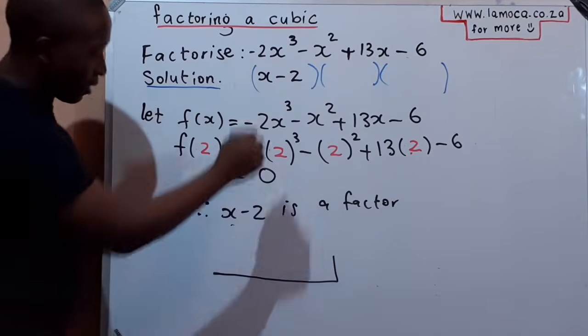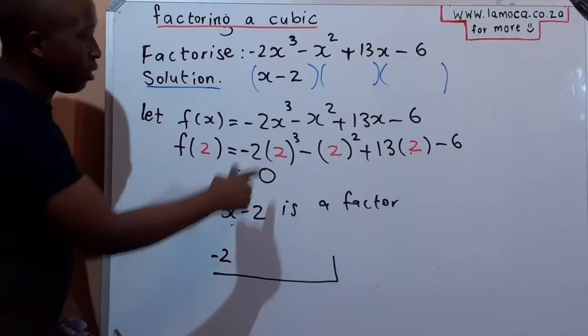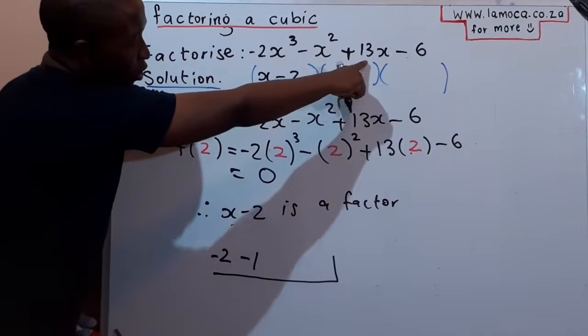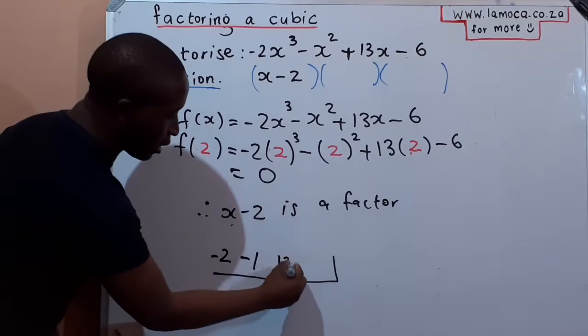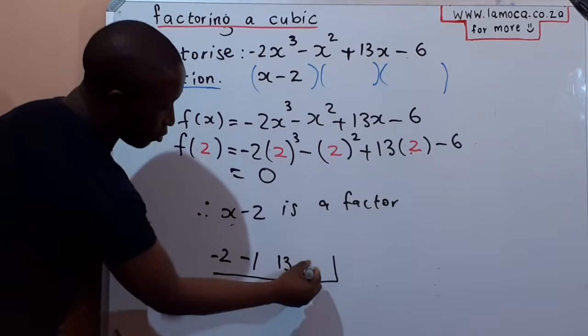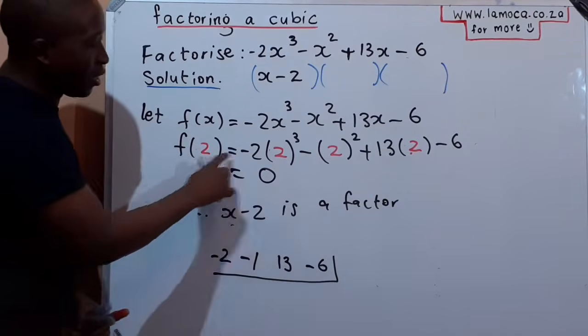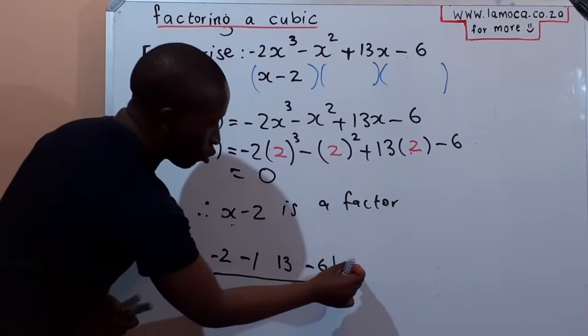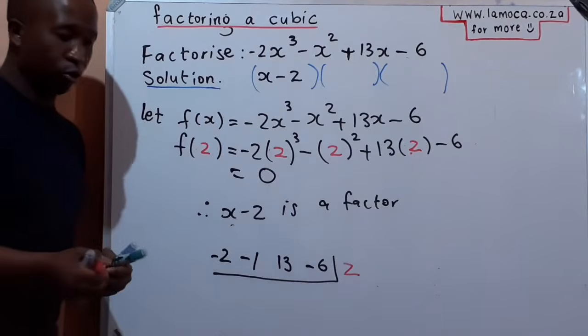The first coefficient is -2, so I'm going to have -2 here. The second one is -1, so I'm going to have -1 here. The third coefficient is 13, so I'm going to have 13 here. And my last one is -6, so I'm going to put -6 here. And this root that you substituted there needs to come and play a role also, so you're going to put it there.